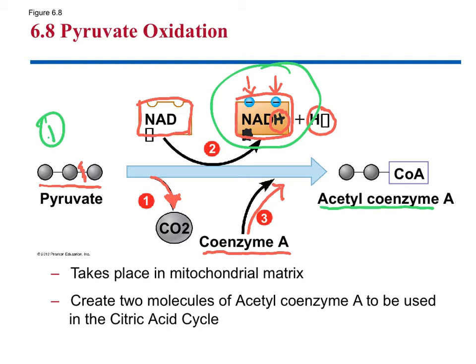So check it out. We had a 3-carbon molecule here in pyruvate, and that gets converted to a 2-carbon molecule called acetyl coenzyme A. It's acetyl coenzyme A that enters the citric acid cycle. Pyruvate does not enter the citric acid cycle directly.